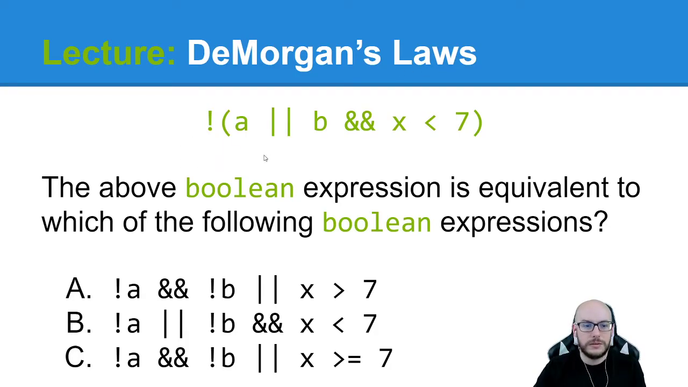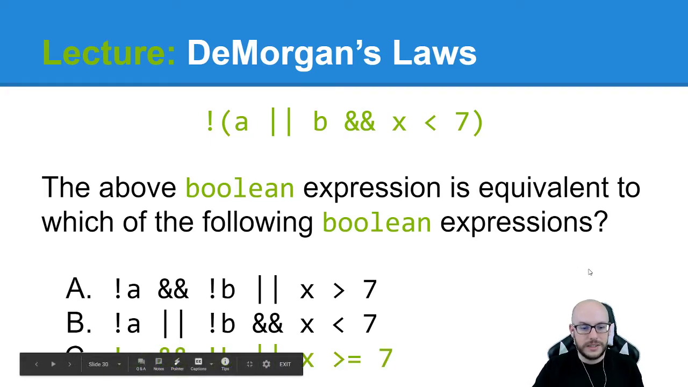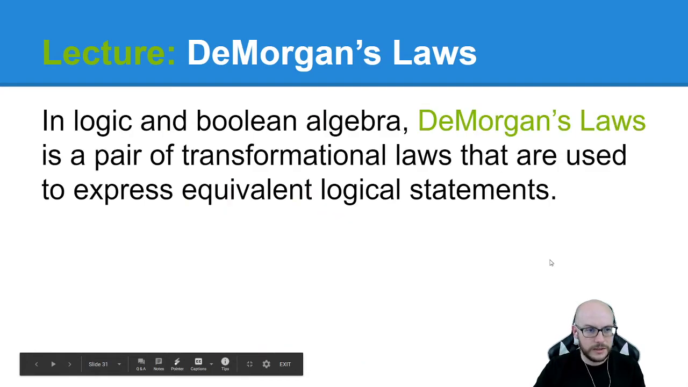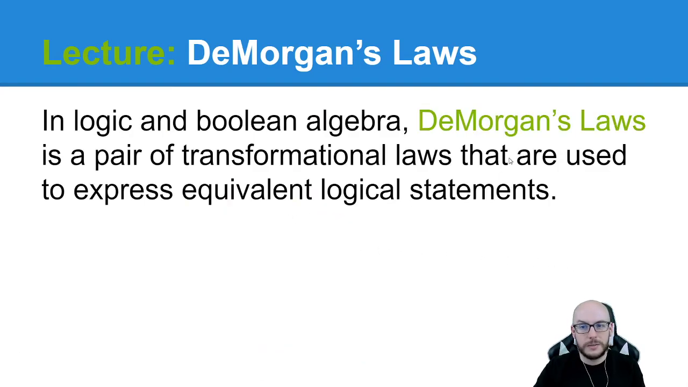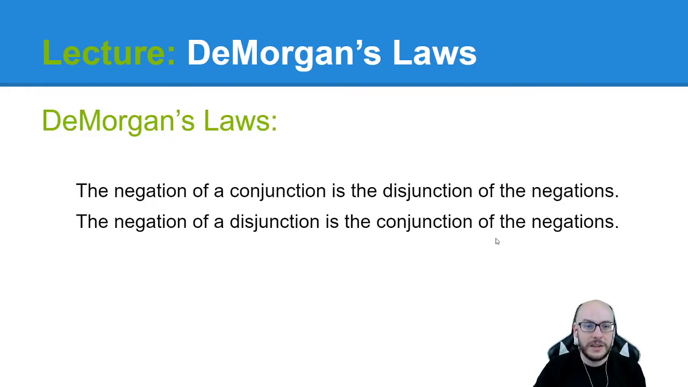Here's a question. What is the above Boolean expression equivalent to? Our answer here is going to be C. So let's talk about this. In logic and Boolean algebra, DeMorgan's laws is a pair of transformational laws that are used to express equivalent logical statements. Here is the actual definition of DeMorgan's laws. I'm pretty sure this came from Wikipedia.